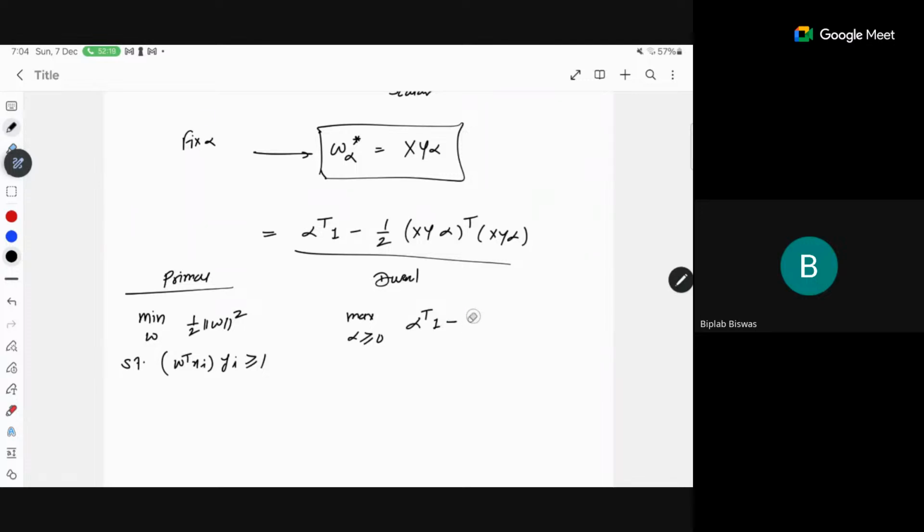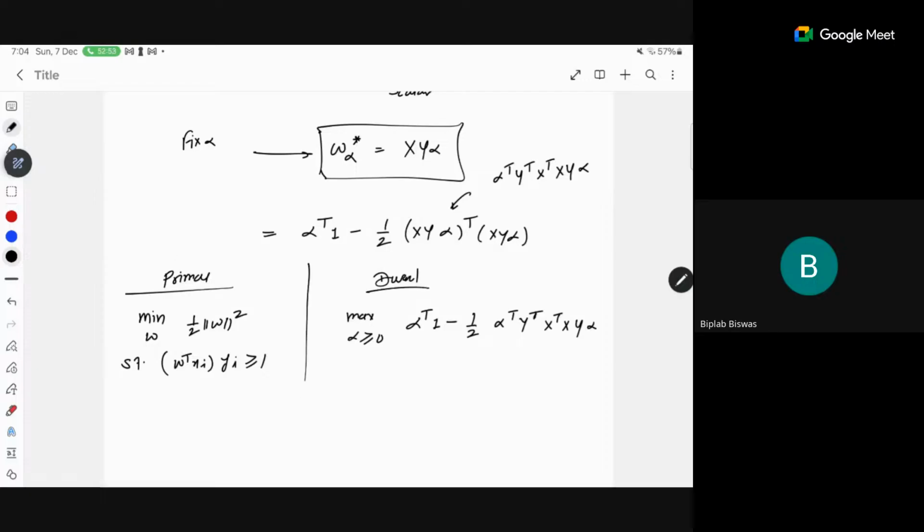Minus half of XY alpha transpose. So can you just multiply this again? If I multiply this, what will this become? Alpha transpose y transpose x transpose x y alpha, right? If I write this as alpha transpose y transpose x transpose x y alpha, this is what my dual problem is.